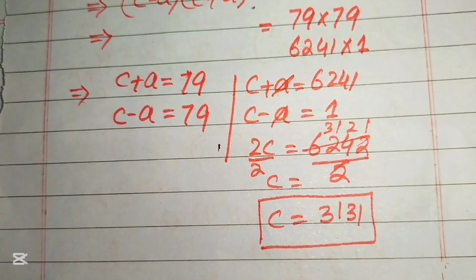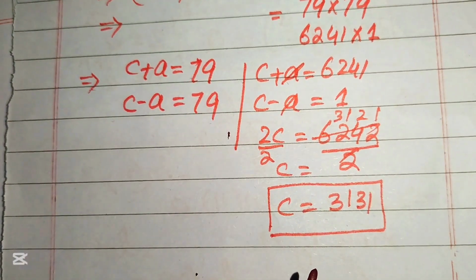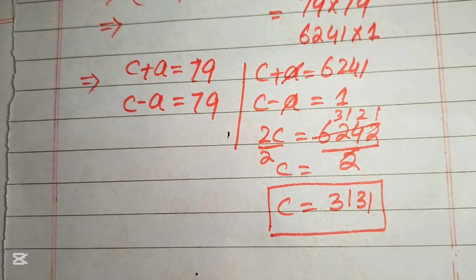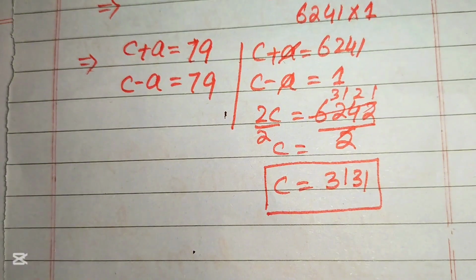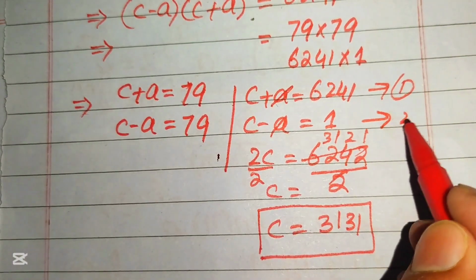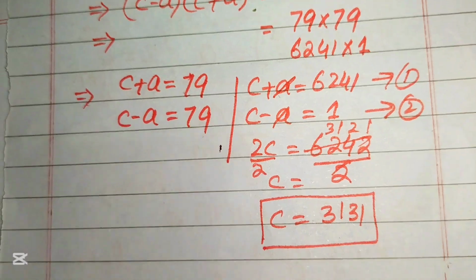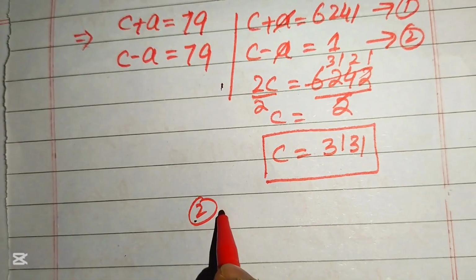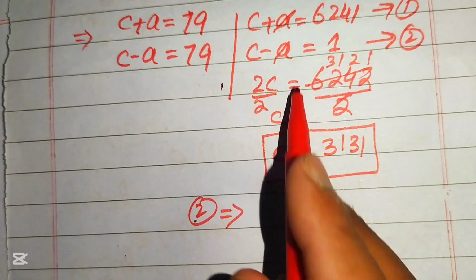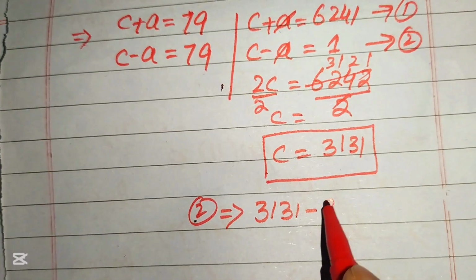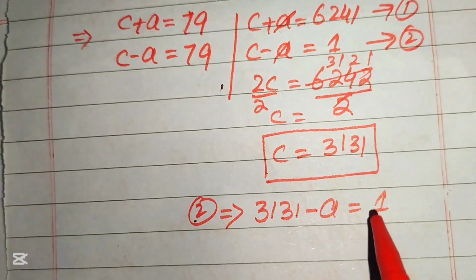And now here we need to substitute this value of c into one of these equations, and we get the value of a. So if we call this our equation number 1, this is our equation number 2, we substitute the value of c in equation number 2. So equation number 2 implies that this is c minus a. The value of c is 3131 minus a is equals to a.